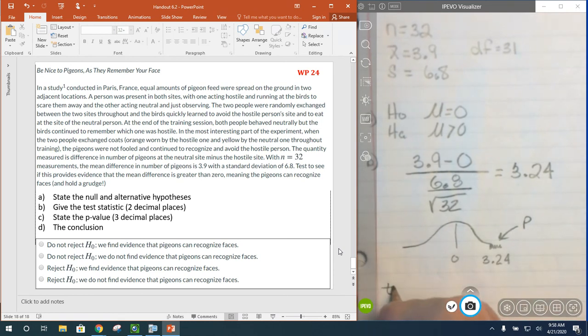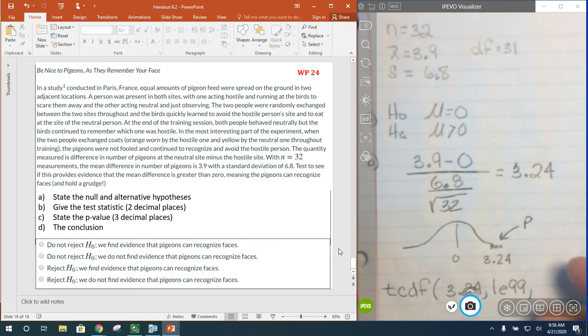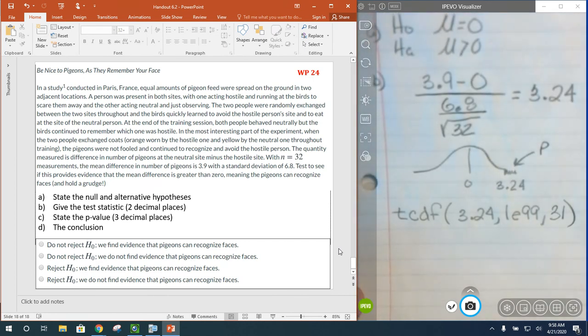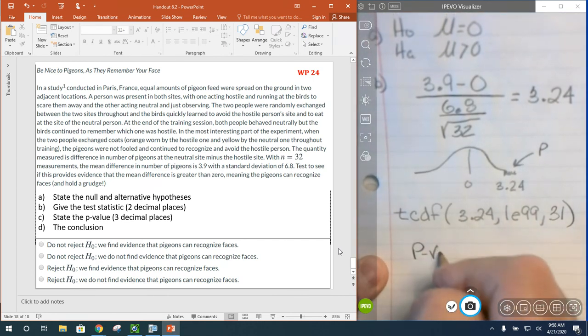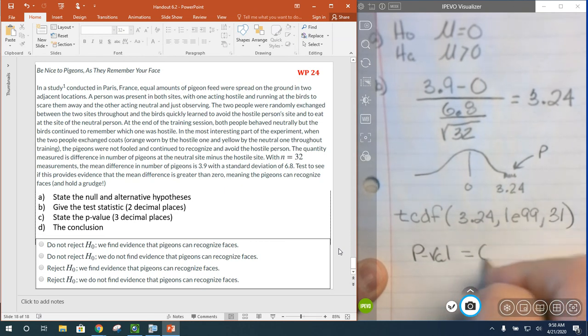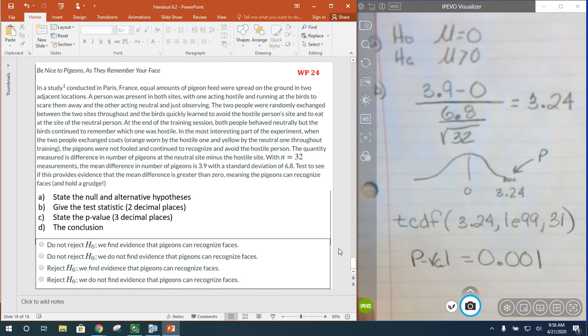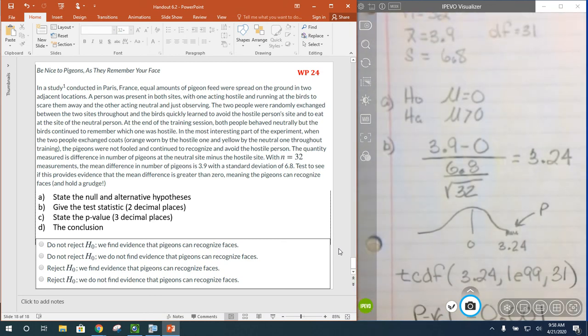So we're going to calculate a TCDF. That TCDF is going to start at 3.24. It's going to go to 1E99, and it's going to use 31 degrees of freedom to calculate it. If you go calculate that, you get a p-value of 0.0011. What should we do? We should reject H sub O because we find significant evidence that pigeons can recognize faces.